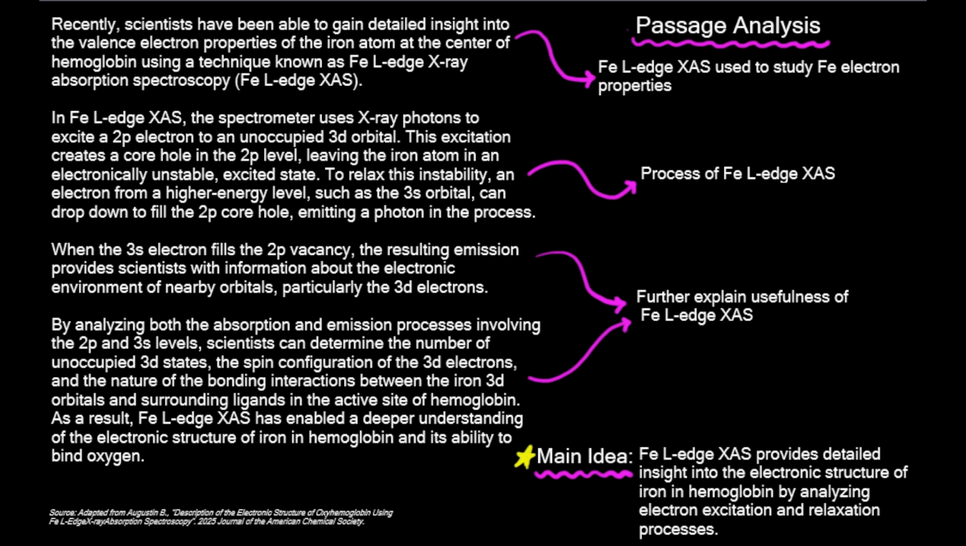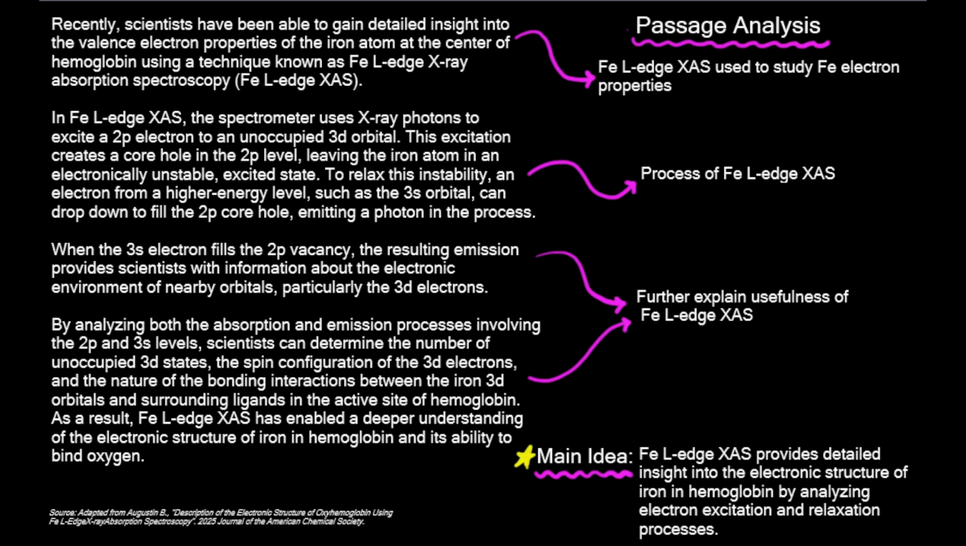The second paragraph reads, in FELH-XAS, the spectrometer uses X-ray photons to excite a 2p electron to an unoccupied 3d orbital. This excitation creates a core hole in the 2p level, leaving the iron atom in an electronically unstable excited state. To relax this instability, an electron from a higher energy level, such as the 3s orbital, can drop down to fill the 2p core hole, emitting a photon in the process.